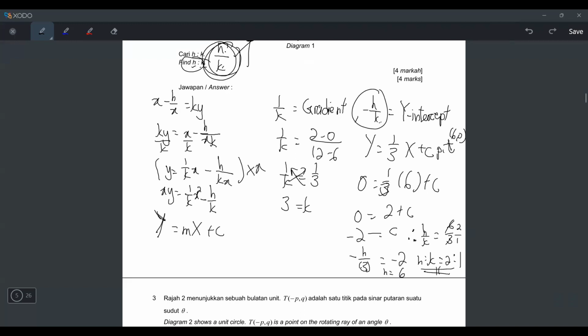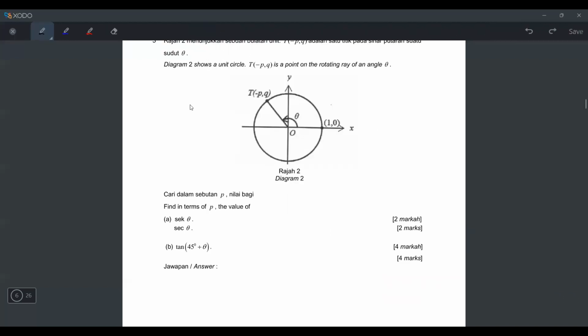Okay, let me check with the schema. Number 2, yep, 2 ratio 1, that's the answer. Let's keep going with question 3.